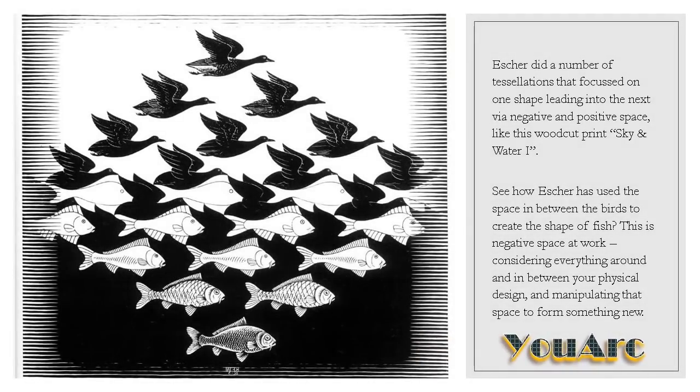This particular art is the best example of tessellation, and we can see that the focus is on one particular shape which is leading into the next via another shape, with the effect called positive and negative space. So this figure has two important principles: one is tessellation and the next is negative and positive space.